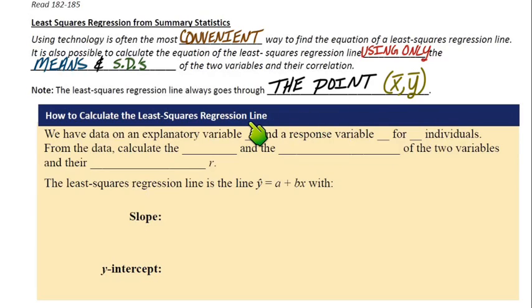Okay, and then the definition here. How do we actually calculate the least squares regression line using those summary statistics? So we have data for an explanatory variable, that's the x, and response variable y for n individuals, and from the data we calculate the means and the standard deviations of the two variables and their correlation. This is really just summarizing what we just talked about. Explanatory variable x, response variable y. N is basic, that just always refers to how many people or how many subjects are in the sample or the experiment, what have you.